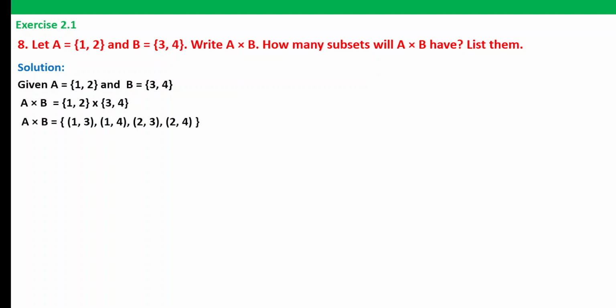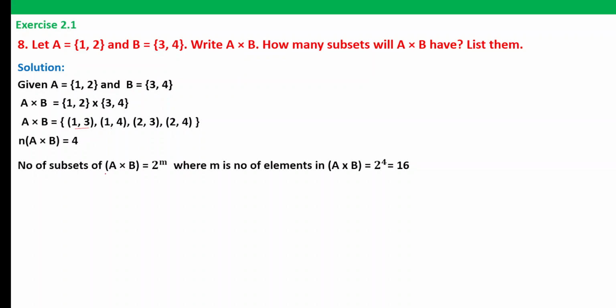Then A × B will have these elements: (1,3), (1,4), (2,3), (2,4). If we observe, the number of elements in this one is 4: 1, 2, 3, 4. So n(A × B) is 4.